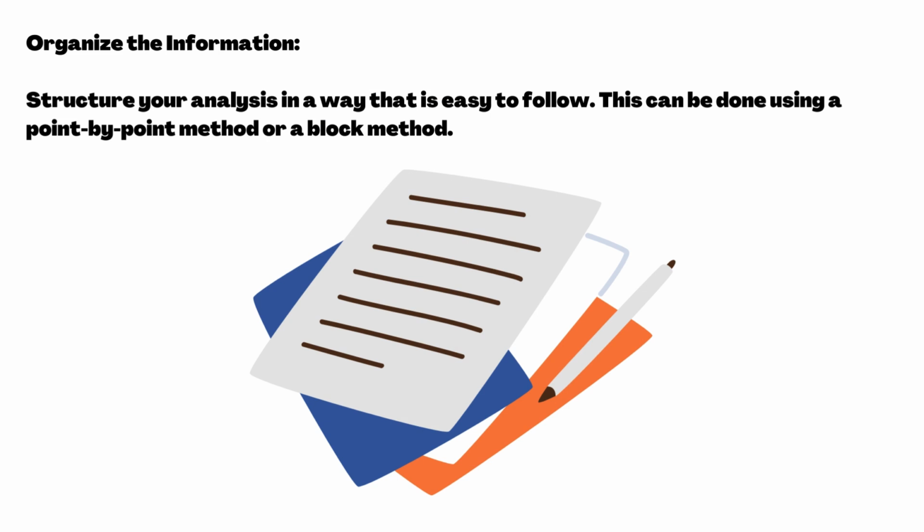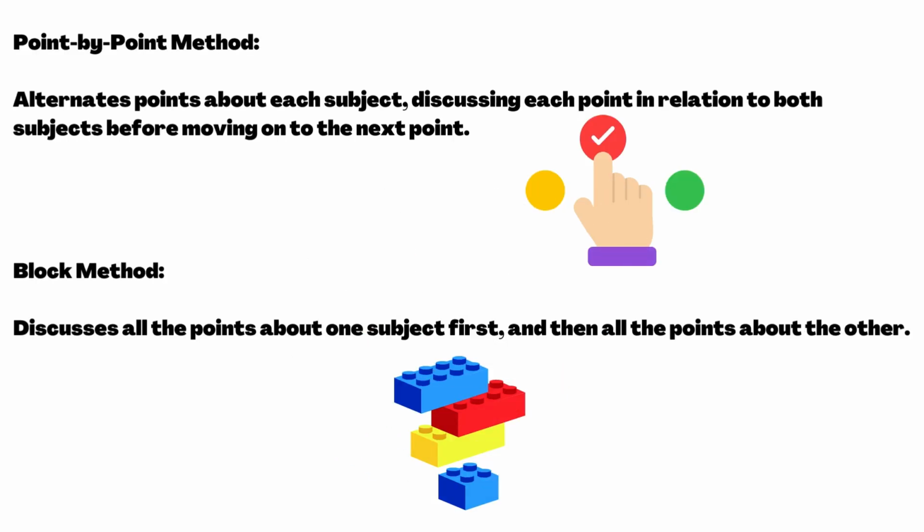Organize the information. Structure your analysis in a way that is easy to follow. This can be done using a point-by-point method or a block method. Point-by-point method alternates points about each subject, discussing each point in relation to both subjects before moving on to the next point. Block method discusses all the points about one subject first, and then all the points about the other.